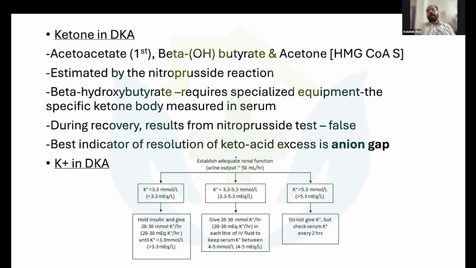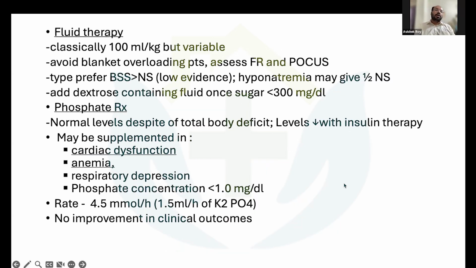And the amount of potassium requirement depends on the amount of deficit. So if your potassium is somewhere between 3.3 to 5.3, the requirement is 20 to 30. If it is less than 3.3, it is again 30 or more. And more than 5.3, you don't need potassium replacement. What is the type of fluid? Generally, we are taught that DKA patients have 100 to 200 mL per kg of body fluid deficit. So that amounts to around 6 to 7 liters of fluid in a 60 kg man.